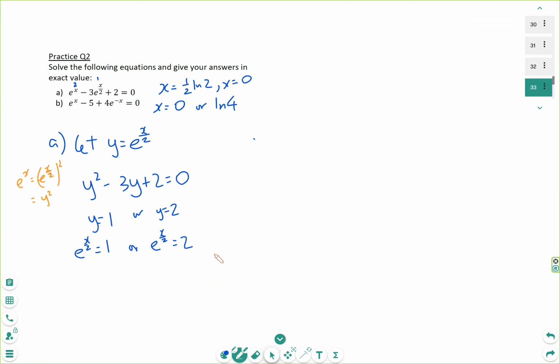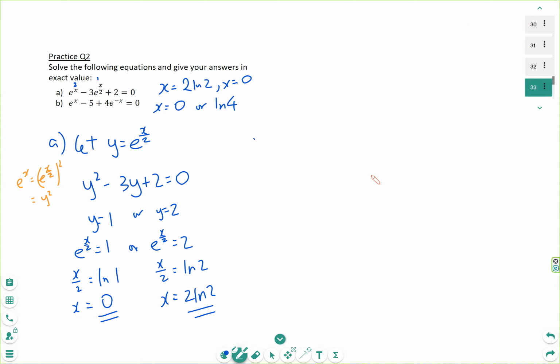So if you take ln on both sides, you get x over 2 equals ln 1, which is 0. So x equals 0. For this one, x over 2 equals ln 2. So x equals 2 ln 2. Actually, I made a mistake in here. It should be 2 ln 2.